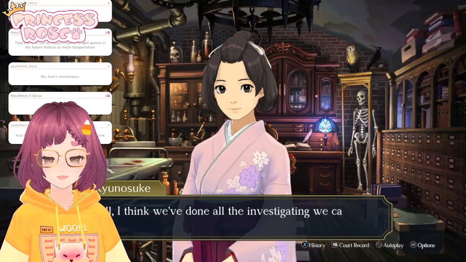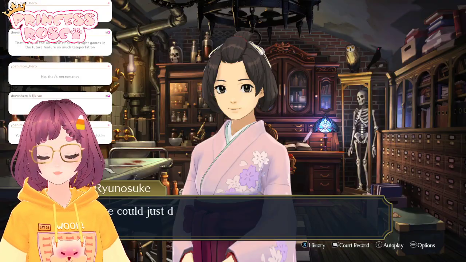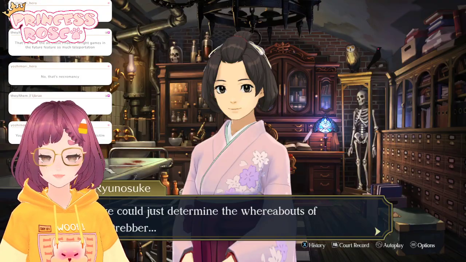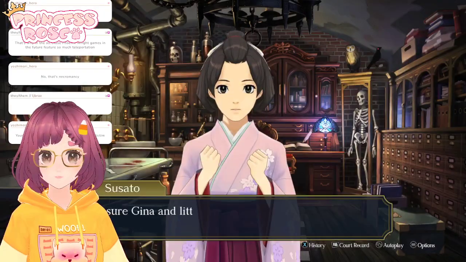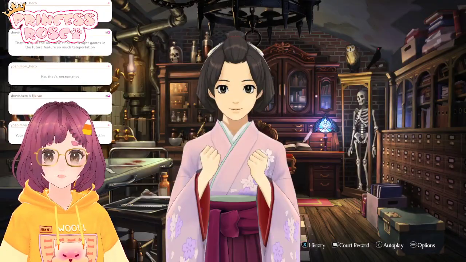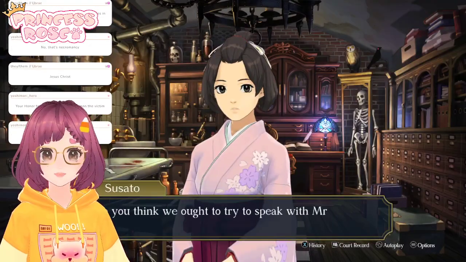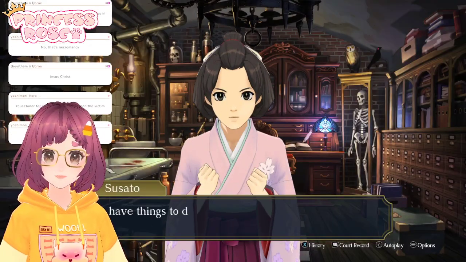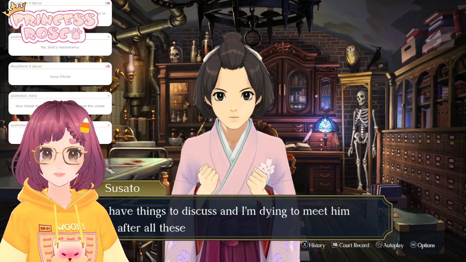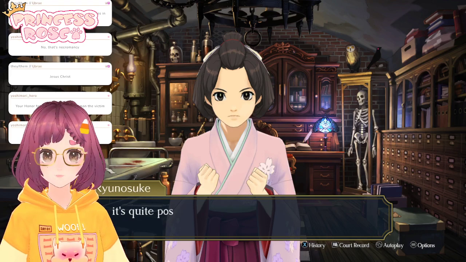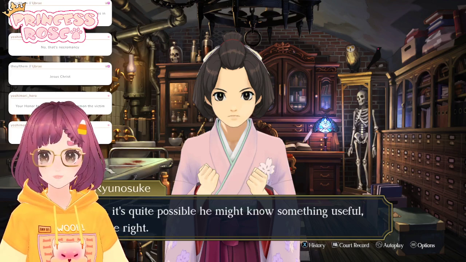Well, I think we've done all the investigating we can here for now. If we could just determine the whereabouts of Mr. Drever, I'm sure Gina and little Toby won't let us down. Now then, do you think we ought to try to speak with Mr. Sholmes at this point? We have things to discuss, and I'm dying to meet him again after all these months. Yes, it's quite possible he might know something useful.